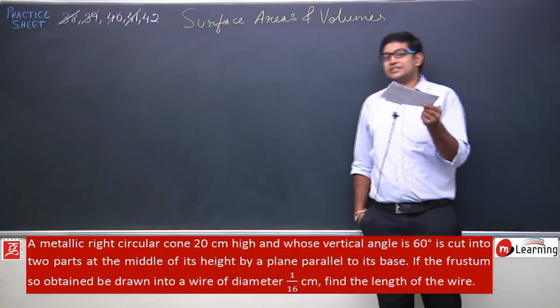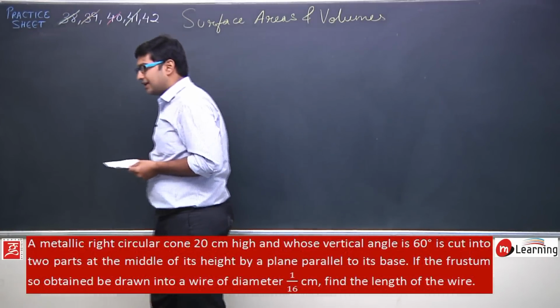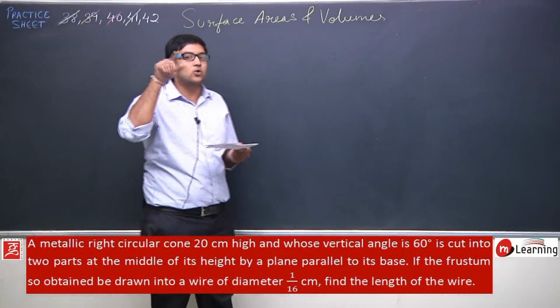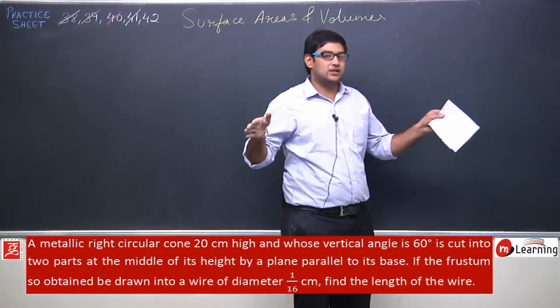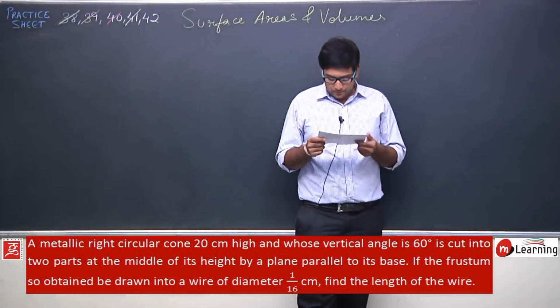a metallic right circular cone 20 centimeter high and whose vertical angle is 60 degree. So you might have studied about vertical angle in your class 9. What is the vertical angle? The vertical angle is the angle at the top of a cone, the apex of the cone, the span of that cone means its vertical angle.